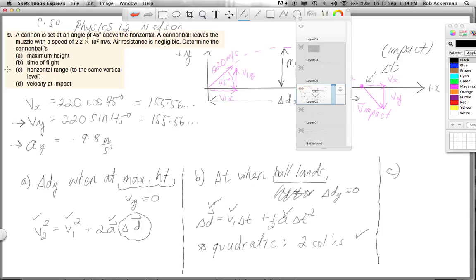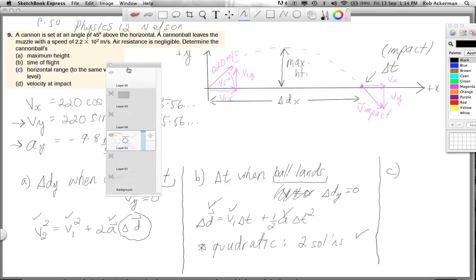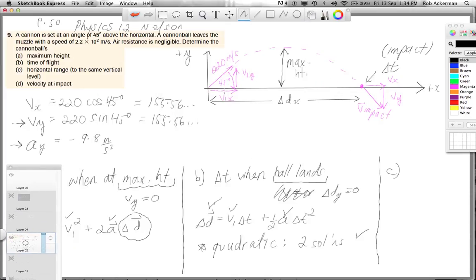C. What is the horizontal range? Well, the horizontal range just means how far did you travel horizontally in the time that it took to get back to the ground. Well, we already know the time it took to get back to the ground. You're going to solve for that in part B. And you also know that your Vx is constant, so you move horizontally at the steady rate of 155.56 meters per second all the way.